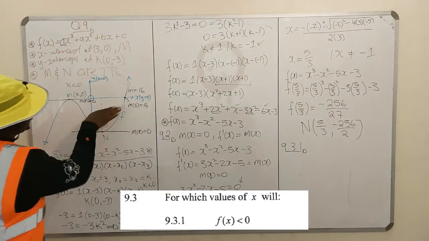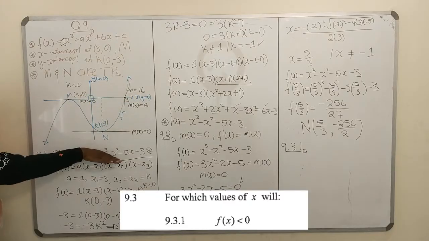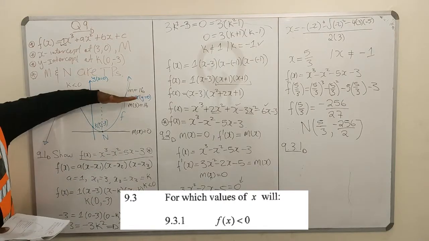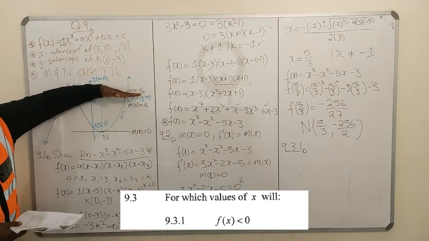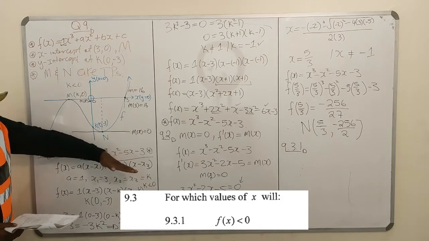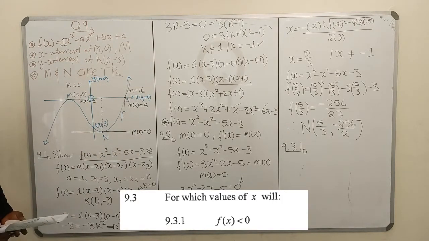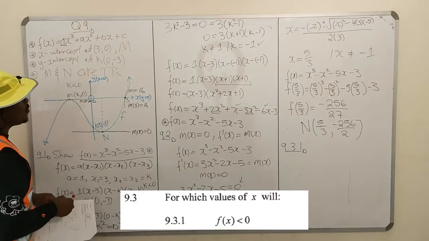Our graph is negative where it is below. Where is it below this line? All the points along this line, our graph is 0, right? Everything below this, our graph is negative. So let's shade it. Our graph is negative.